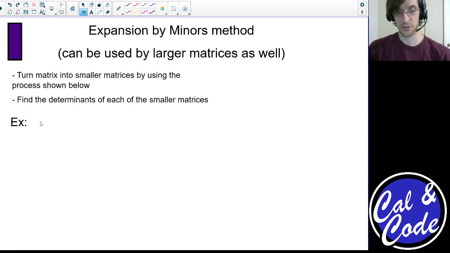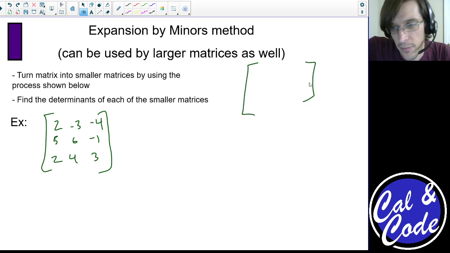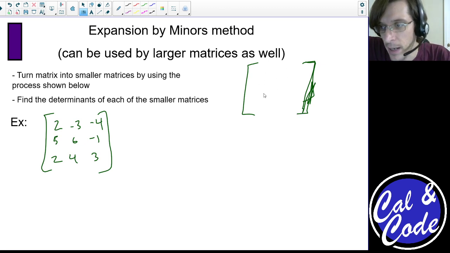Okay. Here's the expansion by minors method. You can use this with larger matrices, even ones larger than a 3 by 3. But again, let's go 2, 5, negative 4. Let's not do 0. That's going to be confusing. 2, negative 3, 4, and let's do negative 4. 5, 6, negative 1, 2, 4, 3. So here's the deal. When you're doing the expansion by minors method, what you have to remember is to assign every location in a matrix a particular positive or negative value. So for a 3 by 3 matrix, any matrix, it always starts with a positive in the top left corner, and then we basically alternate signs.